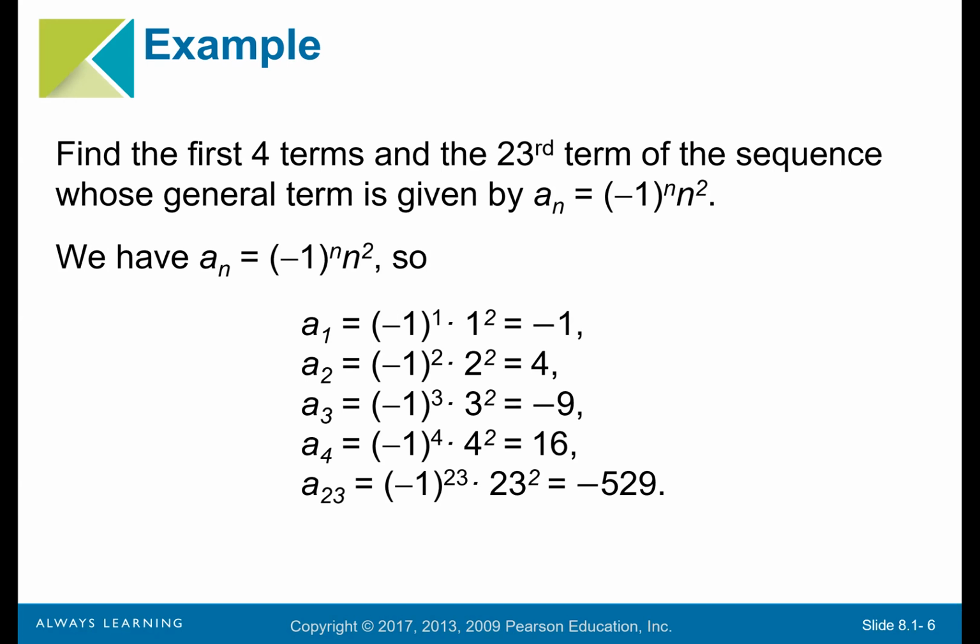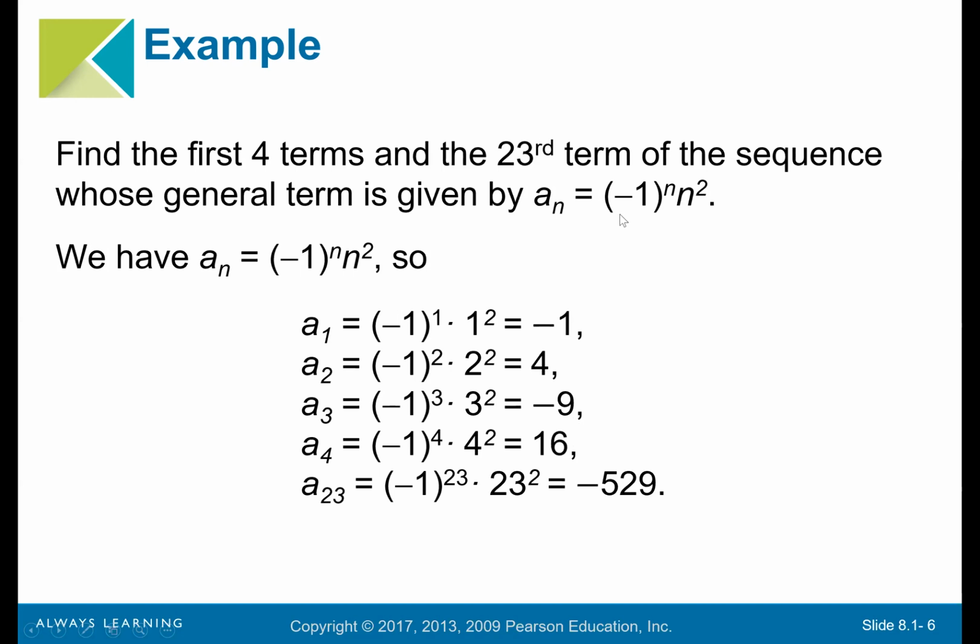Find the first 4 terms and the 23rd term of the sequence whose general term is given by a sub n equals negative 1 to the nth power times n squared. So if I want to find the first term, I would put in 1 for n. So a sub 1 would be negative 1 to the first power times 1 to the second power. So for both n's, they put in a 1. And they got negative 1. Plugging in 2, they got 4. Plugging in 3, they got 9. 4, they got 16, so on and so forth.